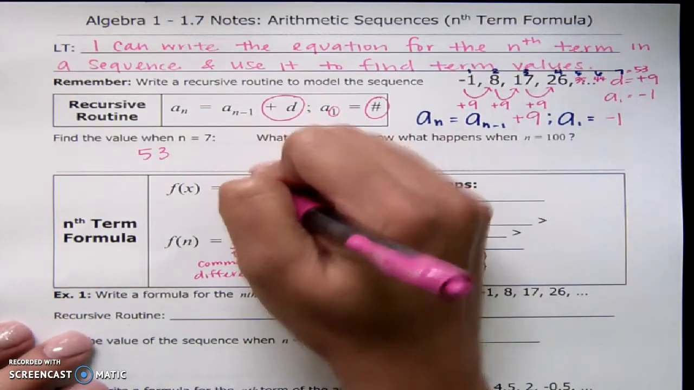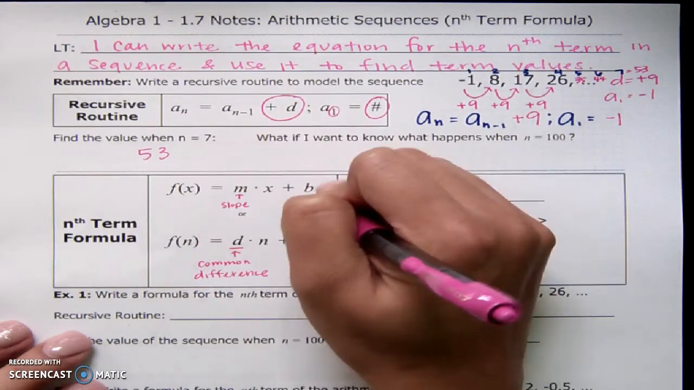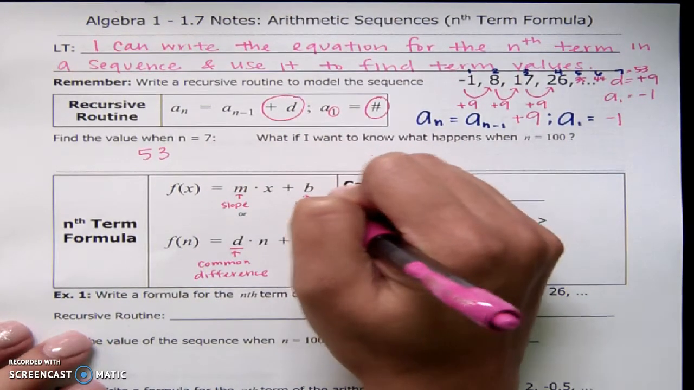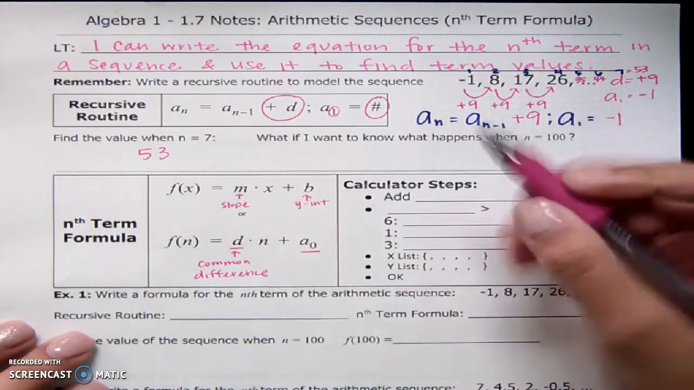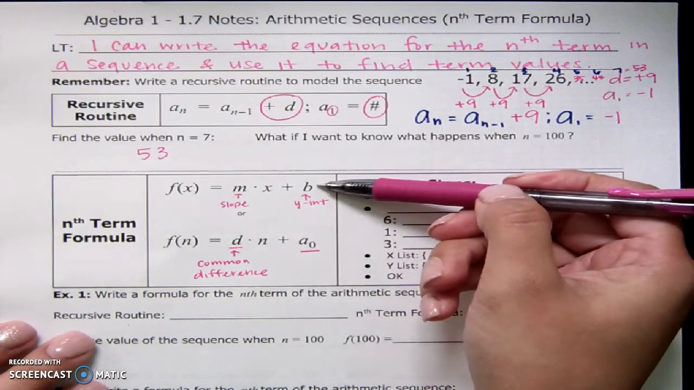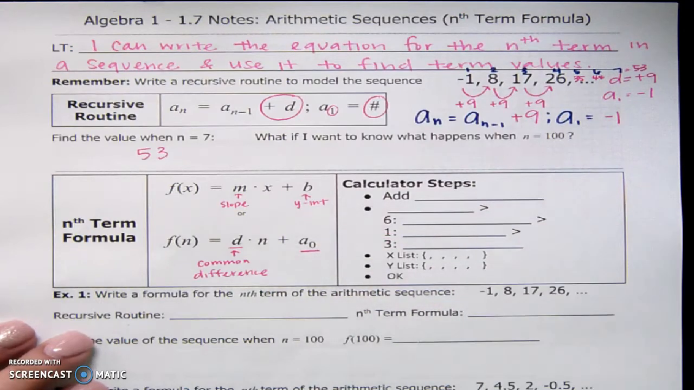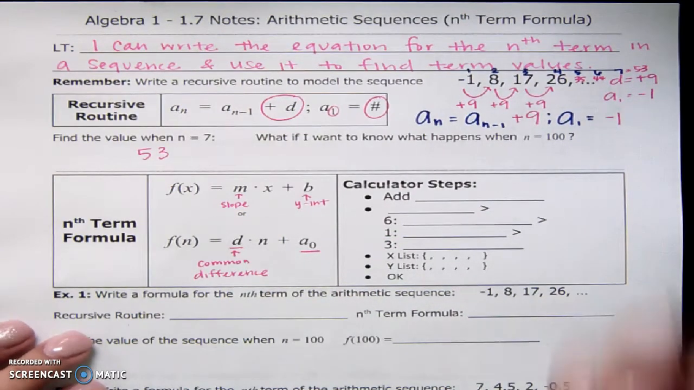When we look at it in terms of mx plus b, remember m is slope and b is y-intercept. So they use different variables, but you would be writing the same equation if you wrote it in mx plus b form versus d times n plus a sub 0. So we can do part of this in the calculator.